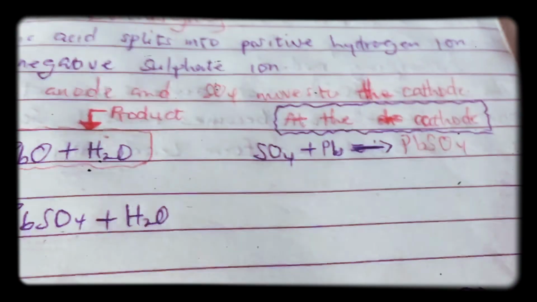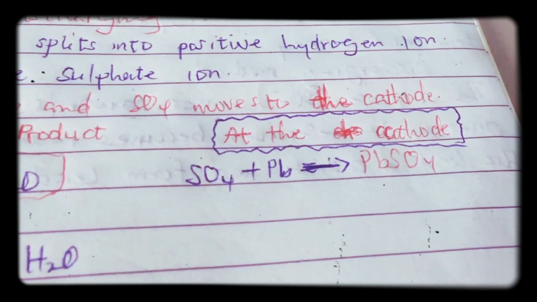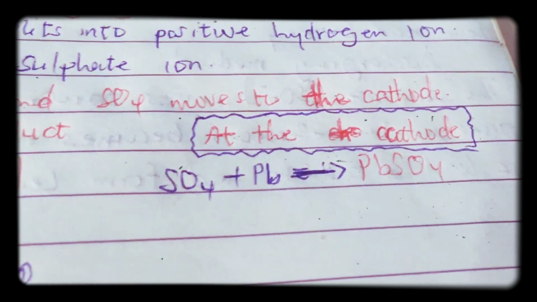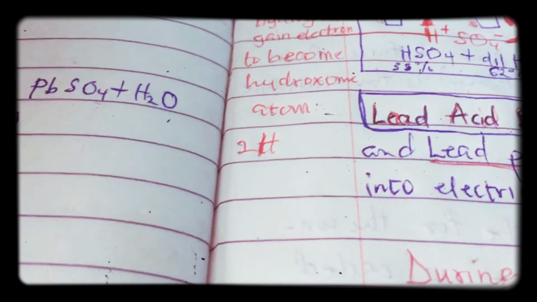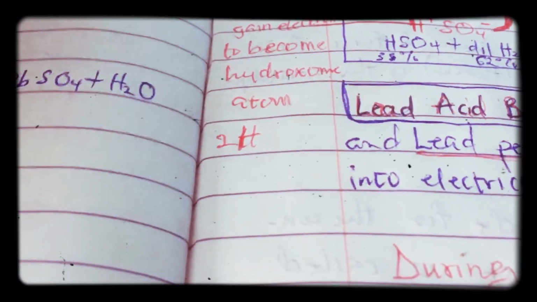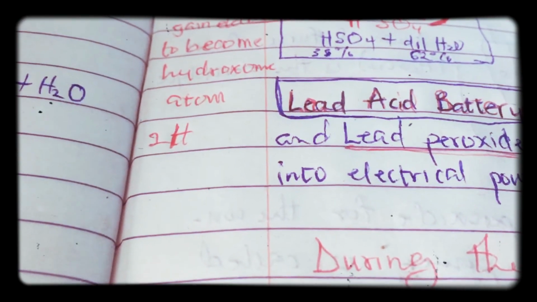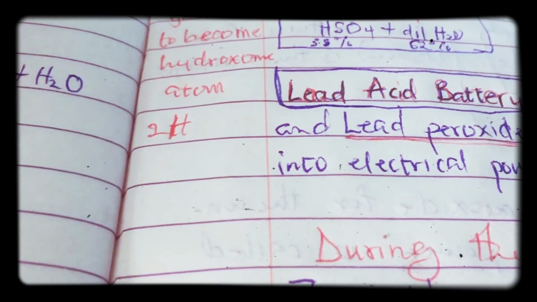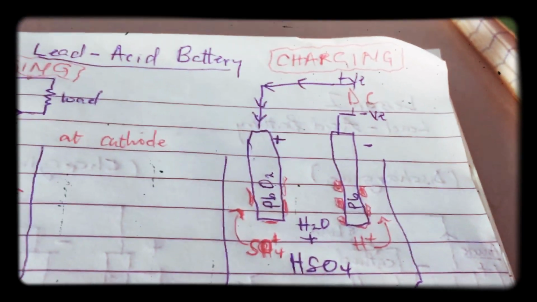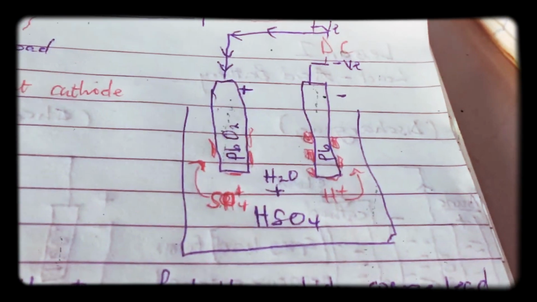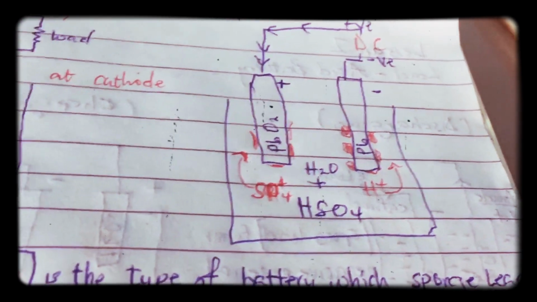This is the equation that goes on in the discharging of the lead acid battery. Because of this equation, the electrons flow from the anode to the cathode, which involves the discharging of electrons. Next time we'll be looking at the charging of the lead acid battery and the reaction that takes place. Thank you.